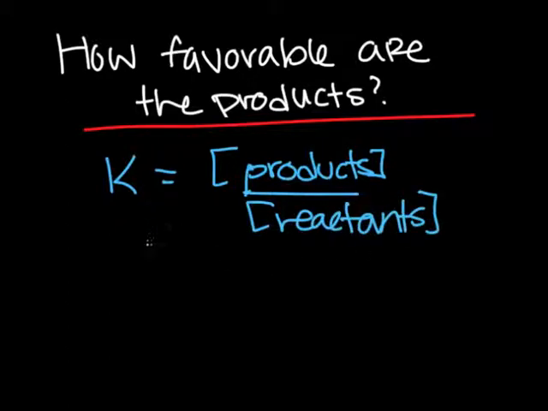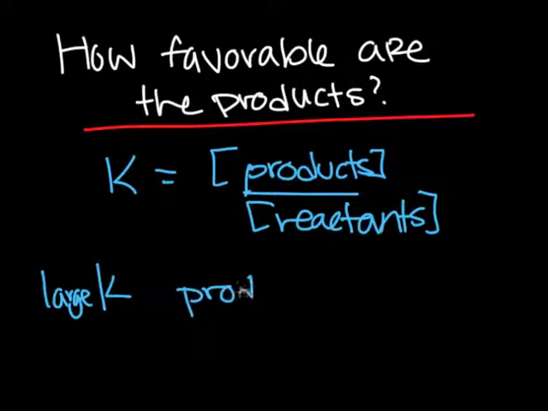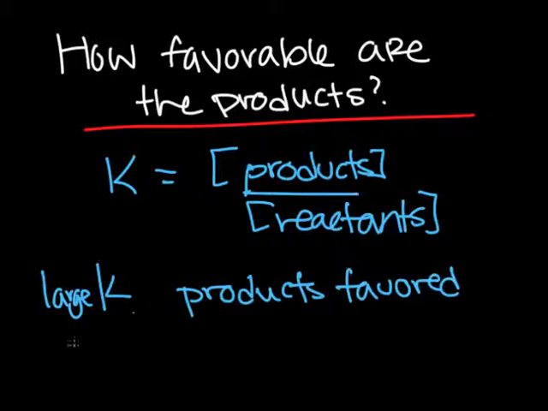So, if you have a large K, then that means that compared to the concentration of the reactants, the concentration of the products would be much larger and products would be favored. On the other hand, if you have a small K, then reactants will be favored.